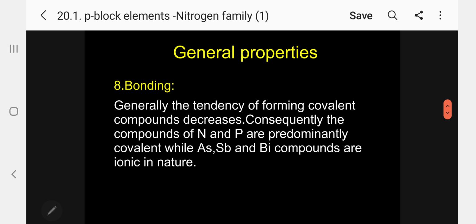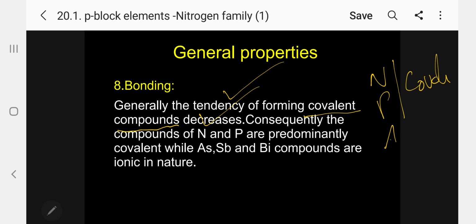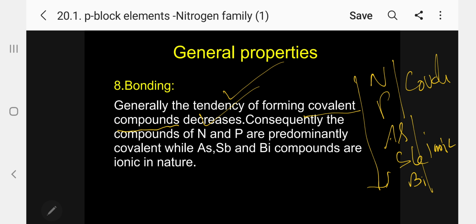Coming to bonding, this is another important characteristic. Kindly follow. Generally, the tendency of forming covalent compounds by mutual sharing of electrons decreases down the group. That means the topmost nitrogen and phosphorus generally form covalent compounds, whereas arsenic, antimony and bismuth form ionic ones. This is the interesting information. Covalent character decreases down the group, whereas ionic character increases. Consequently, the compounds of nitrogen and phosphorus are predominantly covalent: ammonia, phosphorus trichloride, phosphorus pentachloride, etc. are covalent, while arsenic, antimony and bismuth compounds are ionic in nature. Kindly follow.